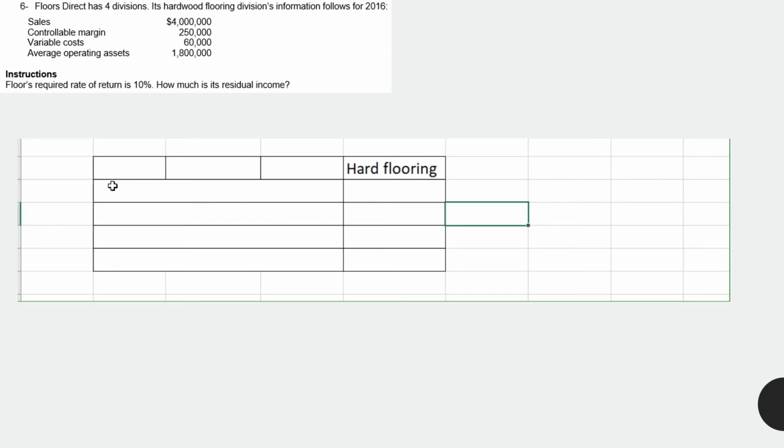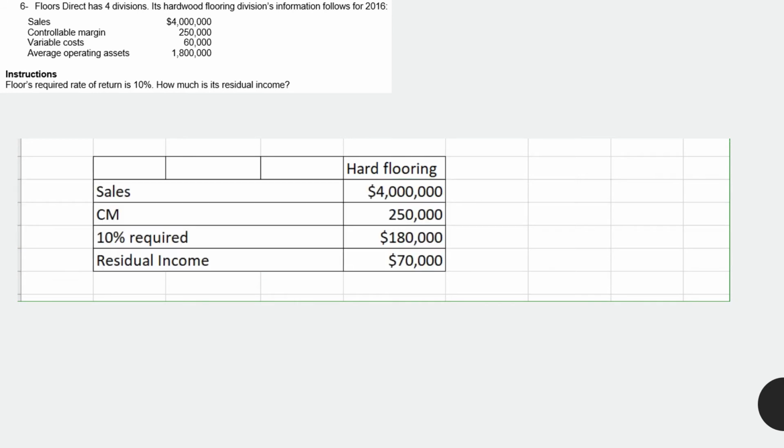of 10%. So if we pull in the relative information here, we would start with sales being a $4 million volume. We have a contribution margin, or a controllable margin, of $250,000. And we have a 10% minimum on our average operating assets required rate of return. So 10% of $1.8 million is $180,000. Subtracting the $180,000 from the $250,000 controllable margin, they have a residual income of $70,000 for the hardwood flooring division.